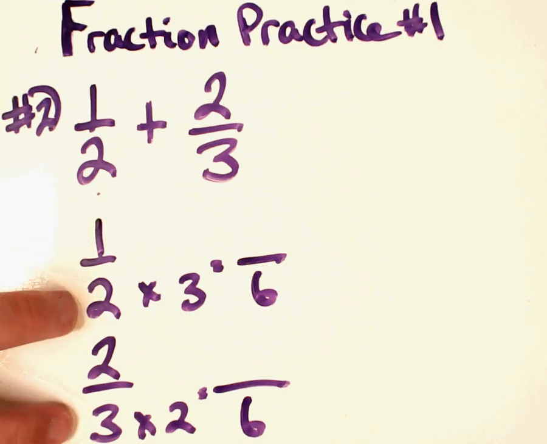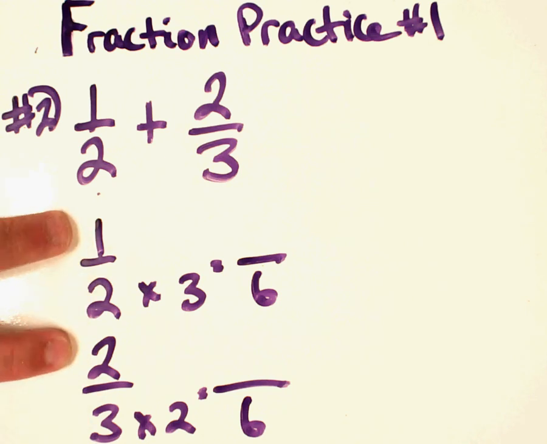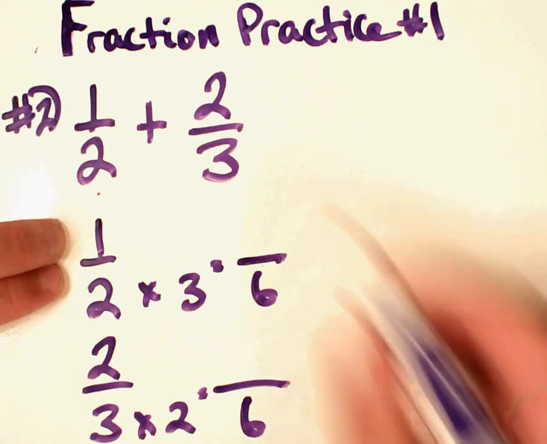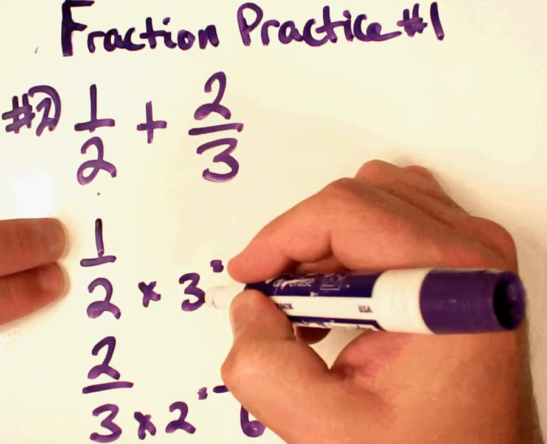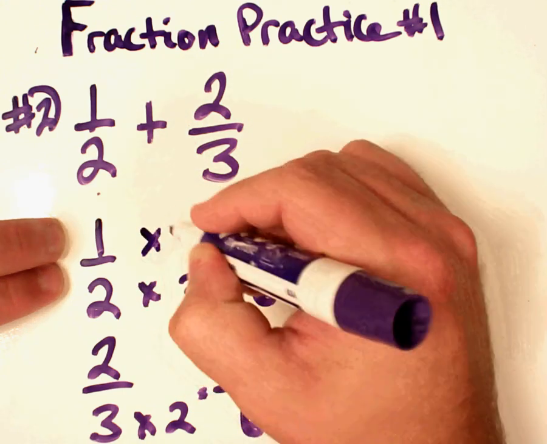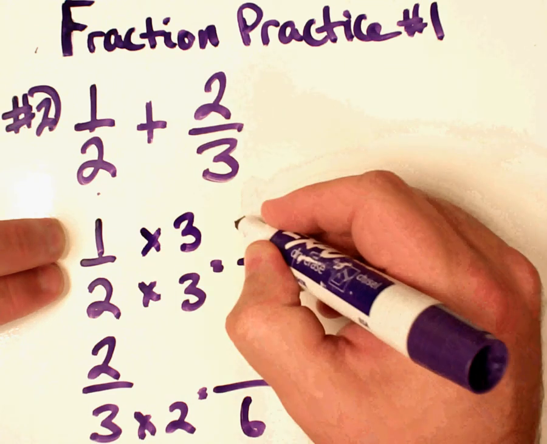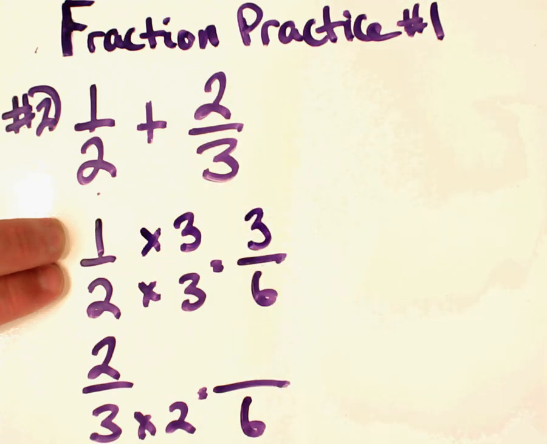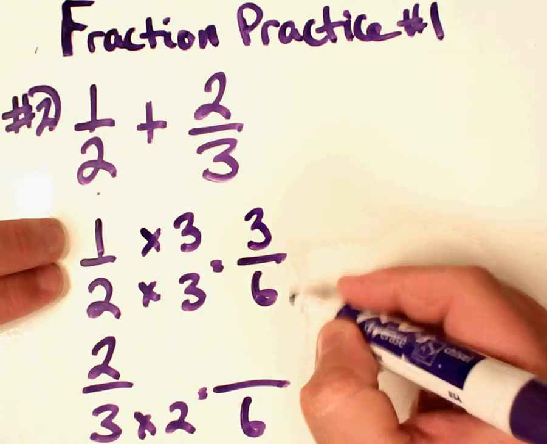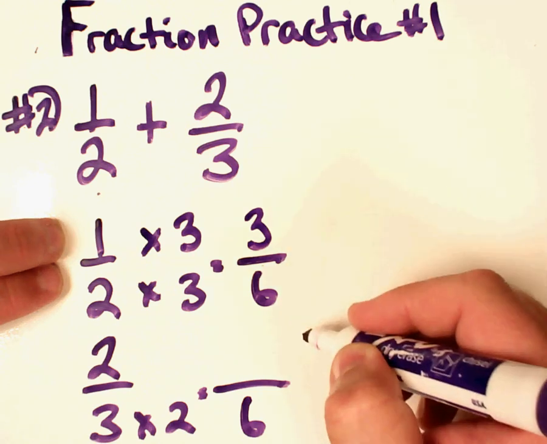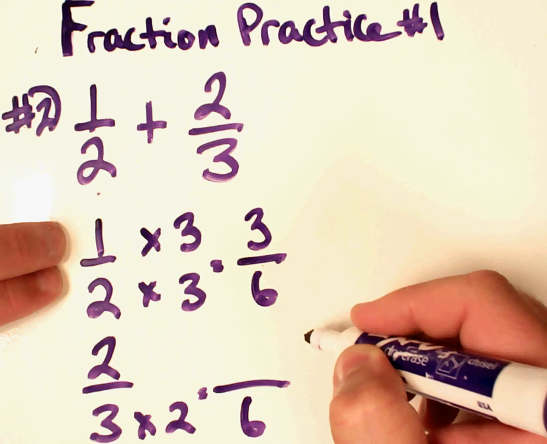So whatever I multiply my denominator by, I must also multiply my numerator by. So for my 1/2, I multiplied 2 times 3, therefore I must multiply my 1 times 3. So 1 times 3 gives me 3. And so my new fraction is 3/6, which is equivalent to 1/2.